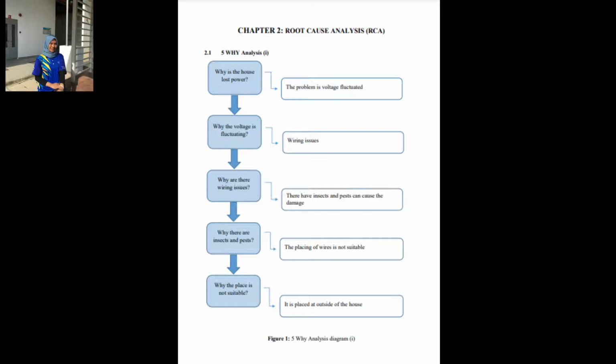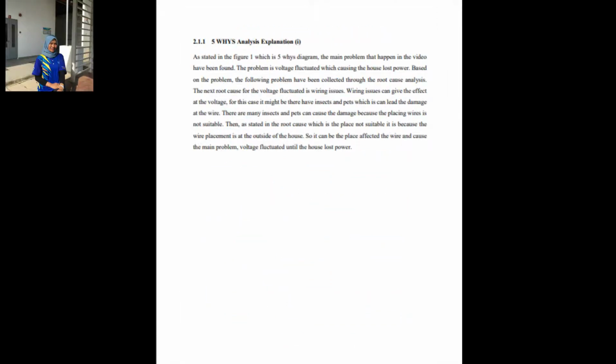As stated in the 5Y analysis that has been done, we found that the first problem which is causing the house to lose power is voltage fluctuation. So from the problem, it might have wiring issues which can cause fluctuation in the voltage. Then as we can see in the analysis, wiring issues can happen because maybe they have insects or pests.